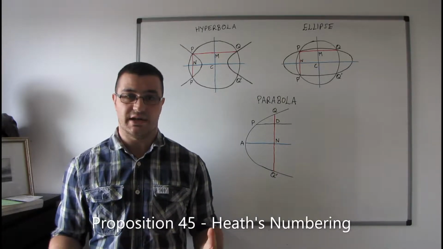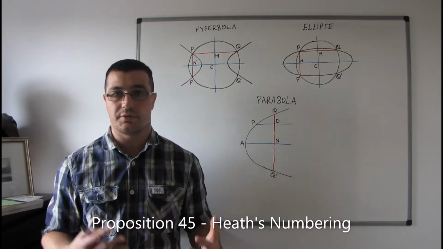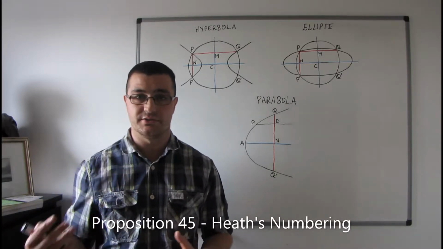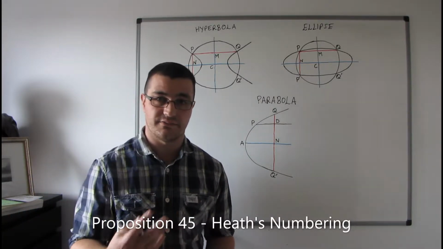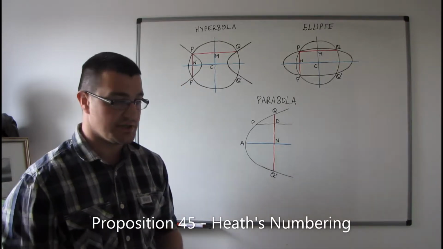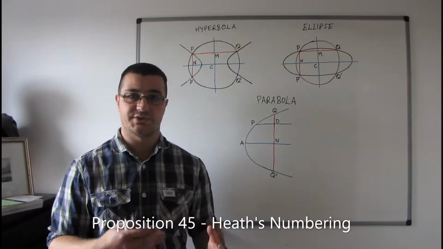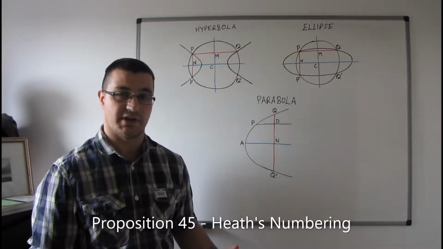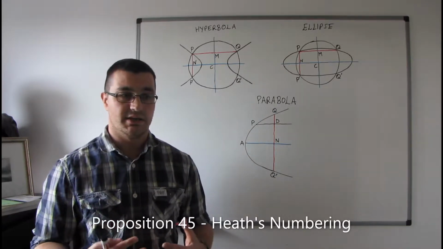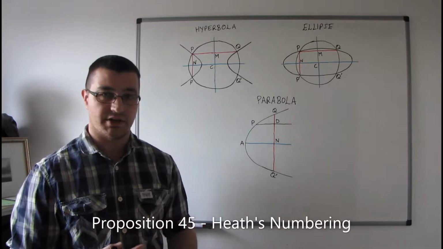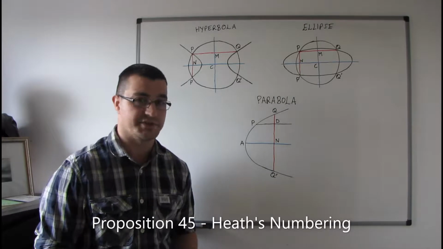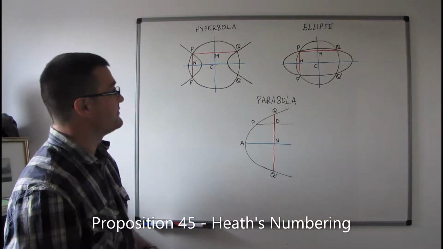So the next main result that I want to go through is proposition 46. So that's proposition 46 according to Heath's numbering of Apollonius's propositions. But before I do that, I just want to go through the results of proposition 45. So I don't want to go through this in a lot of detail. I'm going to go through it in quite an informal way, but we're going to need the result from this proposition when it comes to proposition 46.